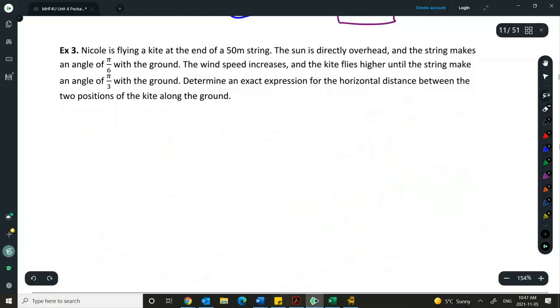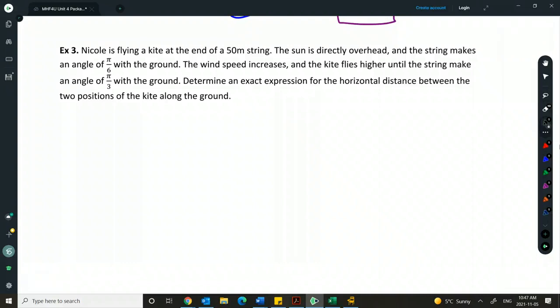Okay, last question, guys. This is an application. So Nicole is flying a kite at the end of a 50-meter string. The sun is directly overhead, and the string makes an angle of pi over 6 with the ground. The wind speed increases, and the kite flies higher until the string makes an angle of pi over 3 with the ground. Determine an exact expression for the horizontal distance between the two positions of the kite along the ground, so the horizontal distance.